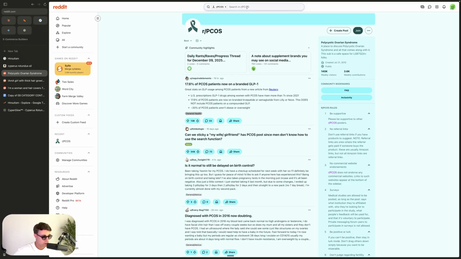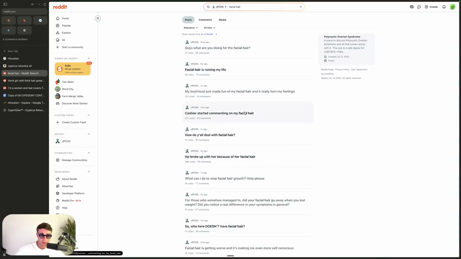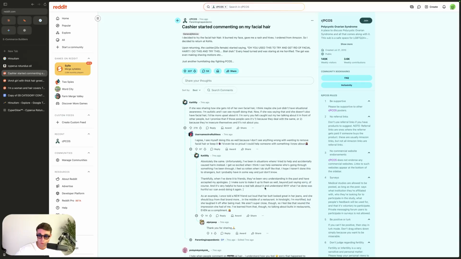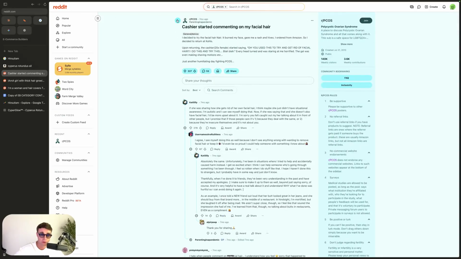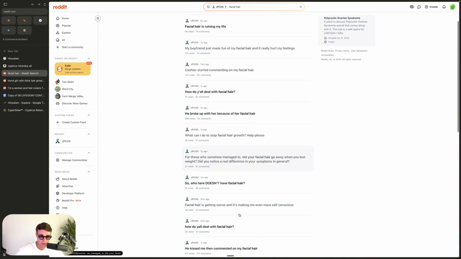But we can actually then start to search in here as well. So, you know, you can type in like facial hair, and then you're going to get so much gold. "Cashier started commenting on my facial hair." And then again, like the comments. And you'll just be able to go down loads of different subreddits.